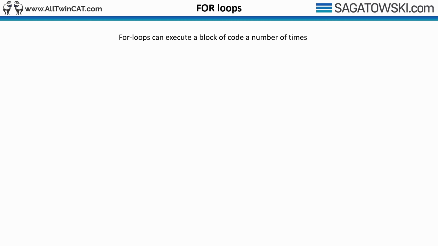For loops can execute a block of code a number of times. They are handy when you want to run the same code over and over again, each time with a different value. This is often the case when working with arrays.